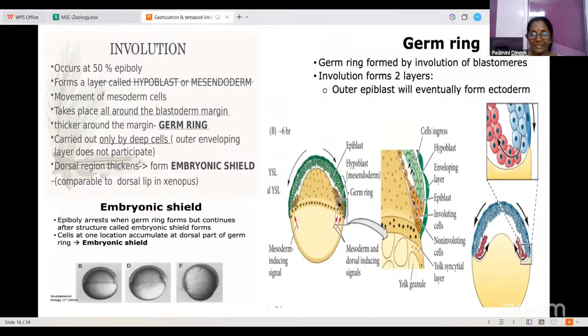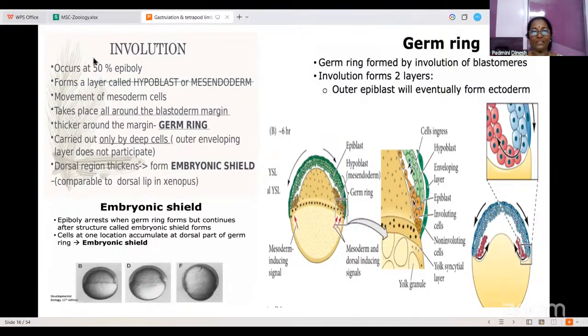And these cells, when they start to involute, are going to form the mesoderm or the mesodermal layer, which is also called the hypoblast, because it is below the epiblast. Now, I want you to remember, the epiblast is the upper layer and the hypoblast is the lower layer. So whenever we say epiblast and hypoblast, understand that the outer layer is the epiblast, and the one below the epiblast is called hypo. Hypo is below, hence the name hypoblast.